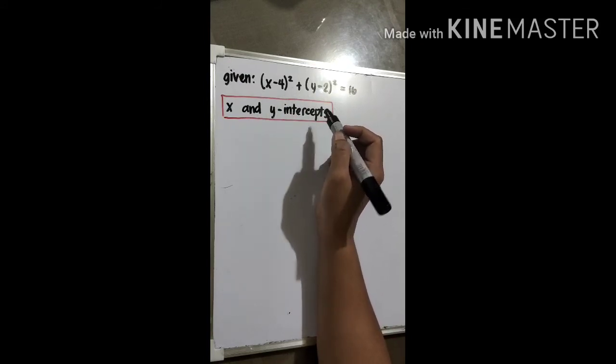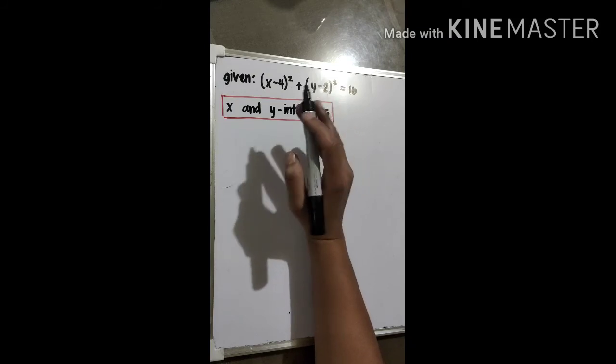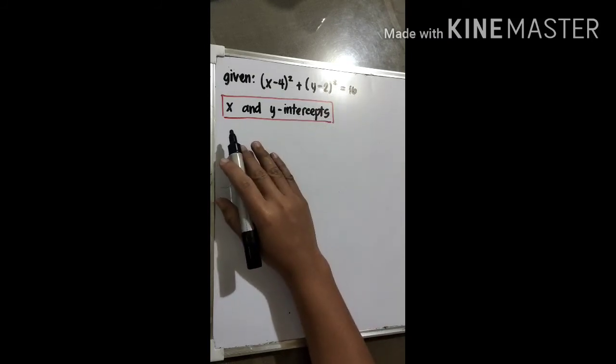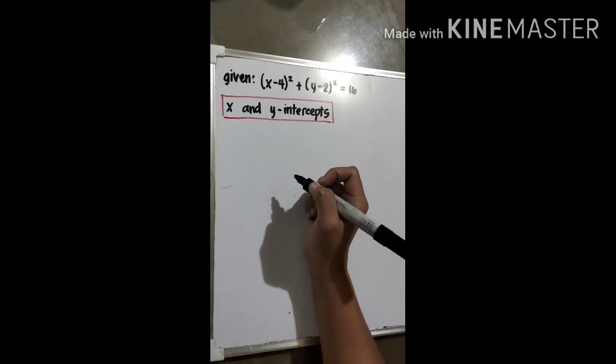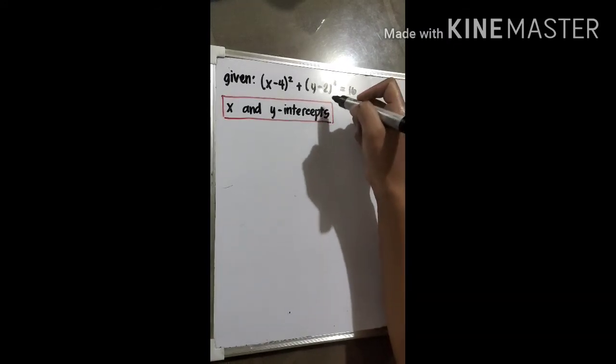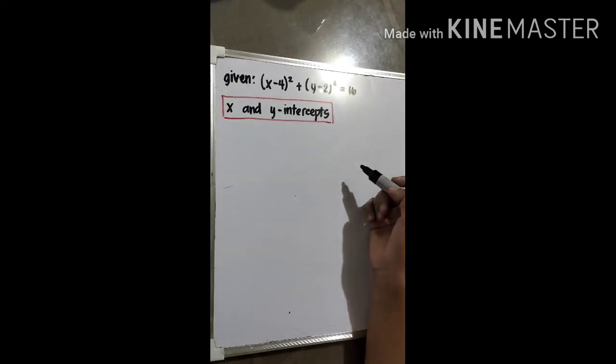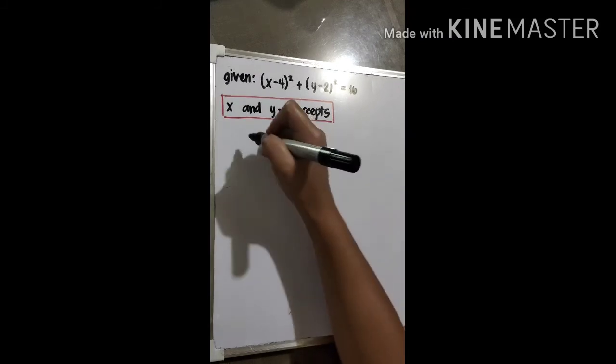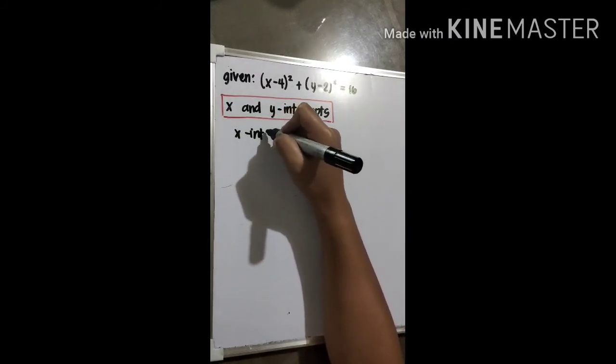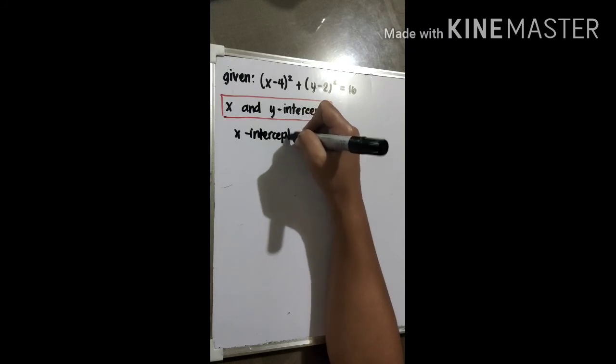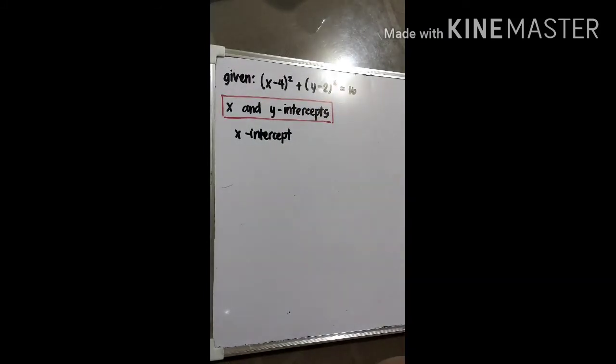But if not, we have to change that equation first into standard form, and then look for the x and the y intercepts. Since we are given here the standard form of the equation of our circle, we will now directly look for the x and the y intercepts. Let's have first the x-intercept. In looking for the x-intercept, we have to zero the y value.